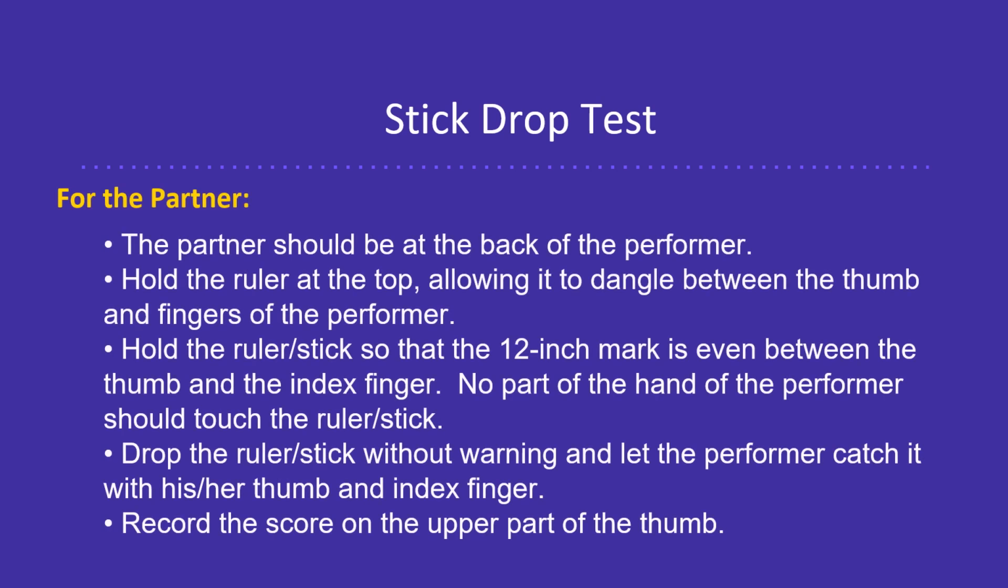For the partner, stand at the back of the performer. Hold the ruler at the top, allowing it to dangle between the thumb and the fingers of the performer. Hold the ruler or stick so that the 12-inch mark is even between the thumb and the index finger. No part of the hand of the performer should touch the ruler or stick. Drop the ruler or stick without warning and let the performer catch it with his or her thumb and index finger. Record the score on the upper part of the thumb.